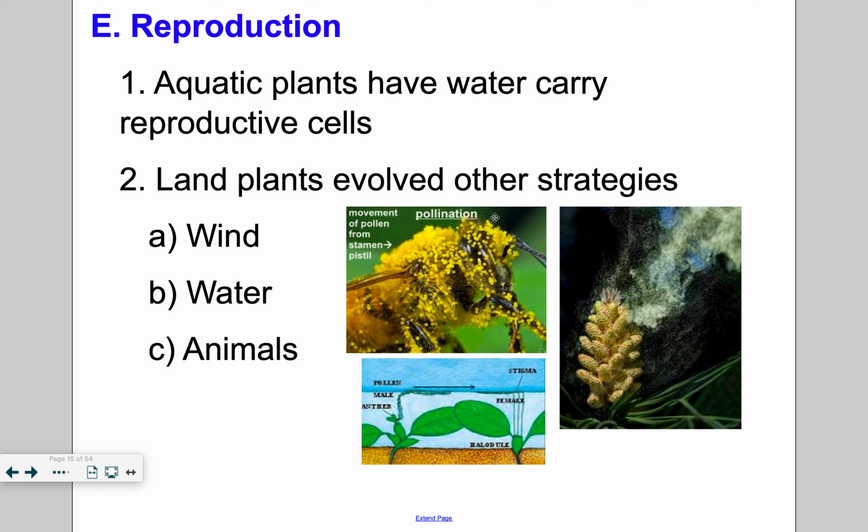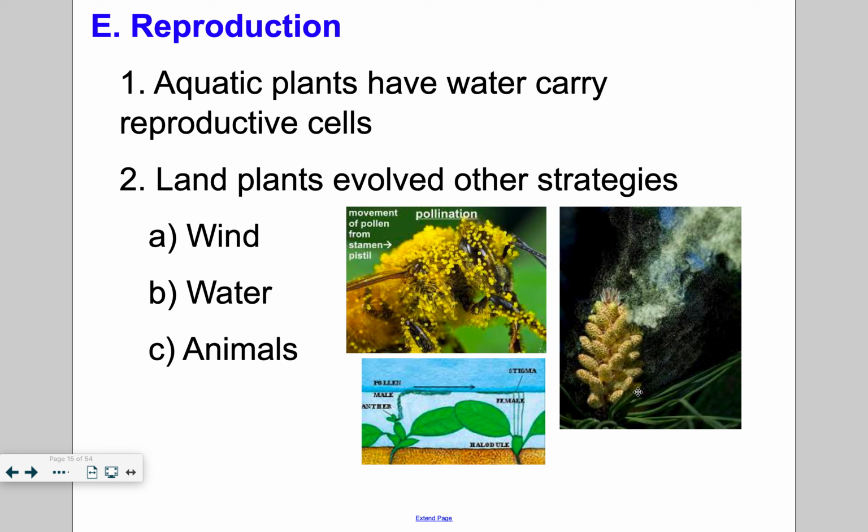Reproduction. Aquatic plants have water that helps them carry their reproductive cells, but when you're on land, you're not surrounded by water. Okay, so they had to evolve other strategies to have their reproductive cells meet and fuse and fertilize, right? So we have wind, wind for pollen. Pollen is basically the male sperm blown onto the female reproductive part of a flower. We still have some species that are tied to water, but animals, okay, like bees. This bee's covered in pollen, lands on another flower, pollinates it, fertilization occurs.